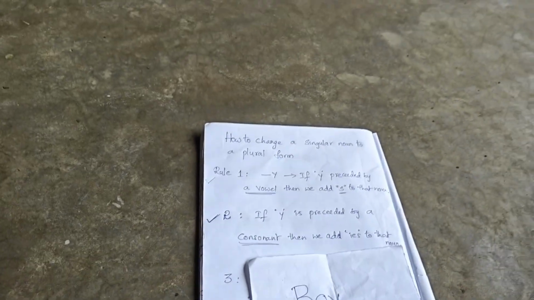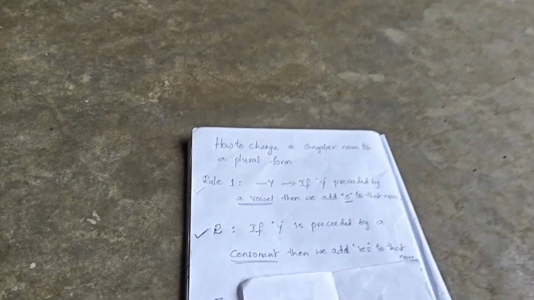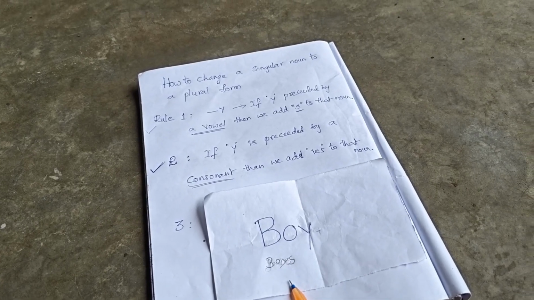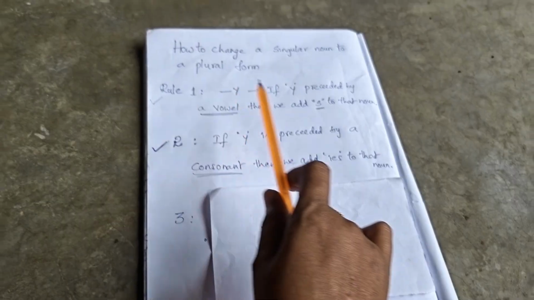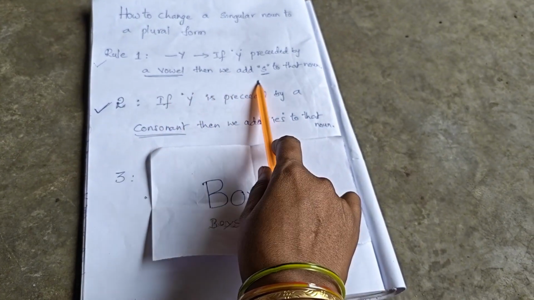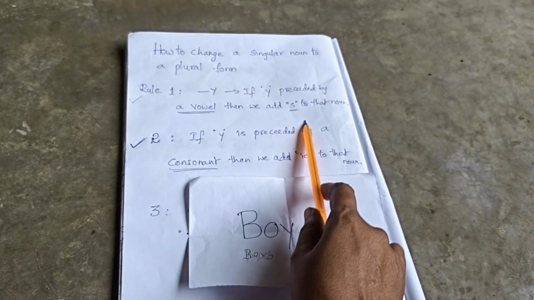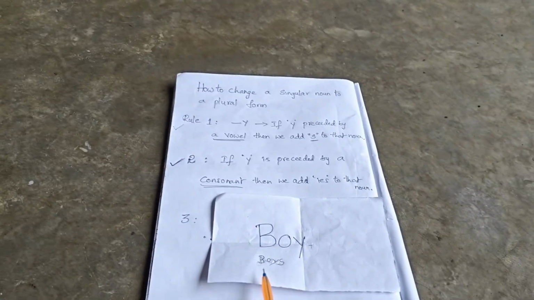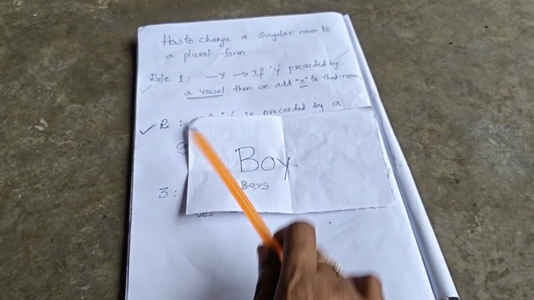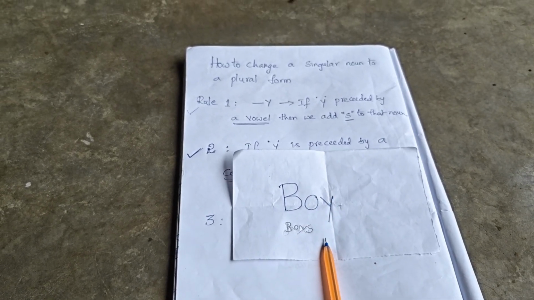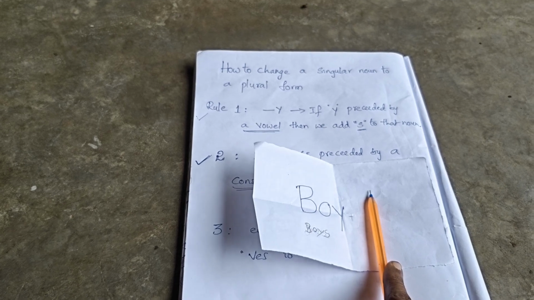Yes, this is the first rule. Okay, boy, now we change the plural form. We change boy into boys. From the first rule, if the Y is preceded by a vowel, then we add S to the noun. Now, B-O-Y, boy, changes into boys. The plural form of boy is boys.